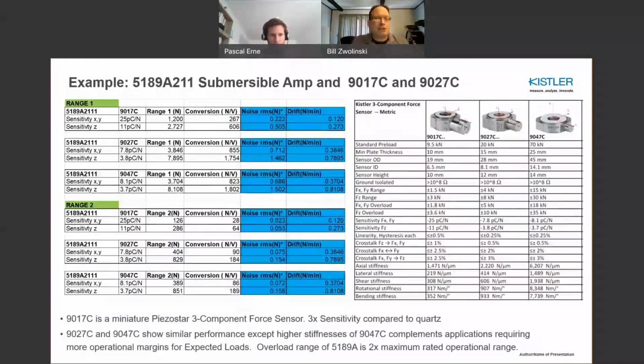One thing I like to mention with this is that you can look at scenarios of different sensors. We talked about the 9017, that was the piezo sensor. And you can see here drift is actually 1/3 of what you would expect from a quartz sensor, the 9027. And I showed you these sensors before.